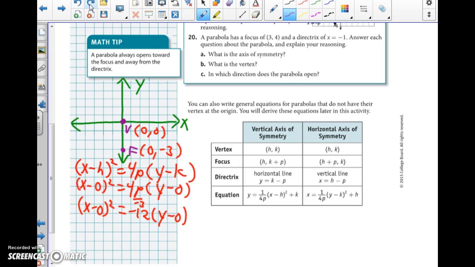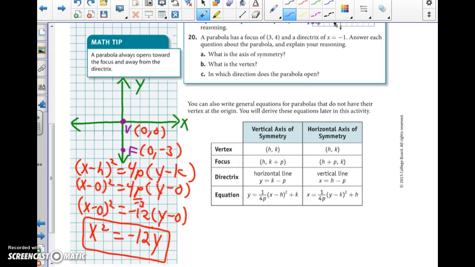Okay, now tell me this. How much is x minus 0? X. So x, which is squared, so it's x squared. How much is y minus 0? Y. So -12 times y. So what should the final answer be? X squared equals 12y. No, try again. X squared equals -12y. You got it. There's your answer right there.